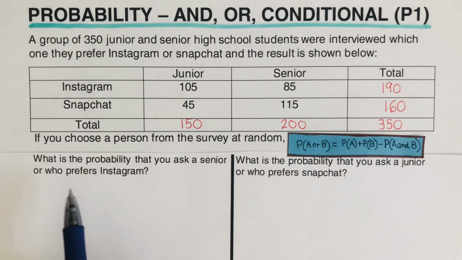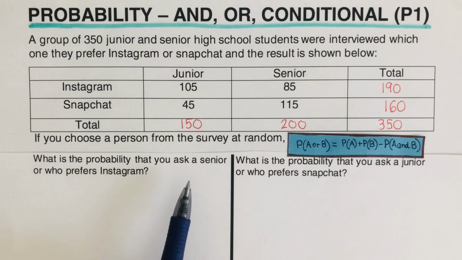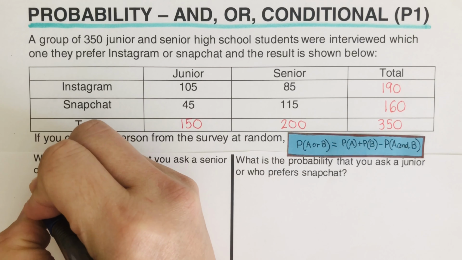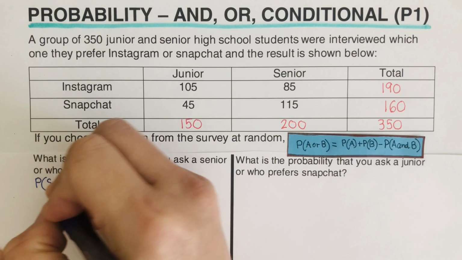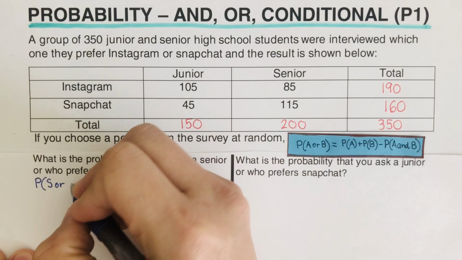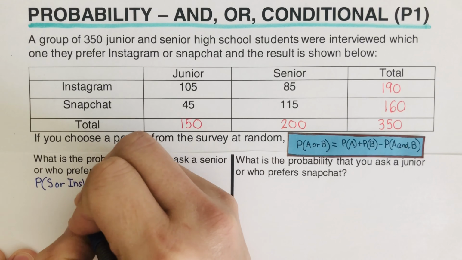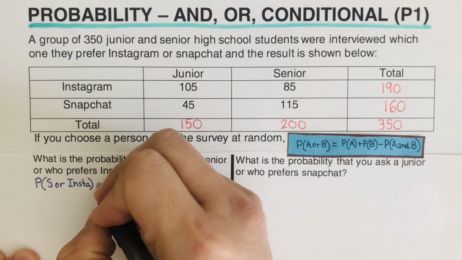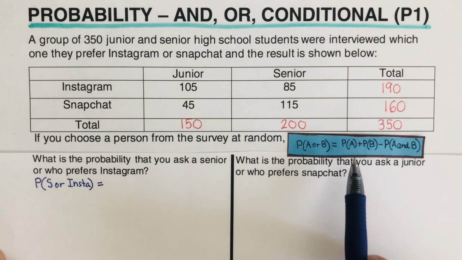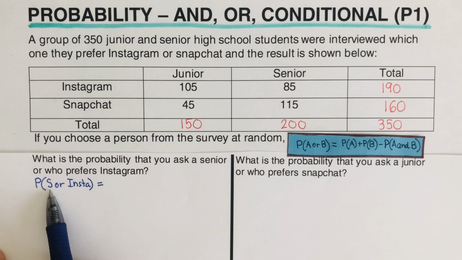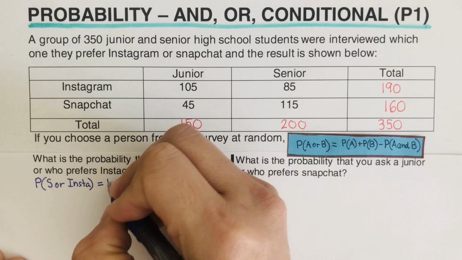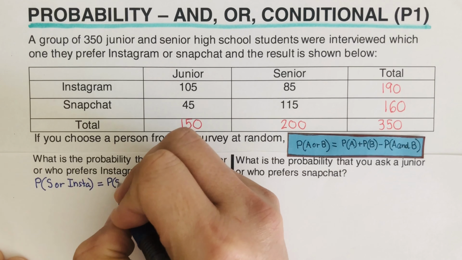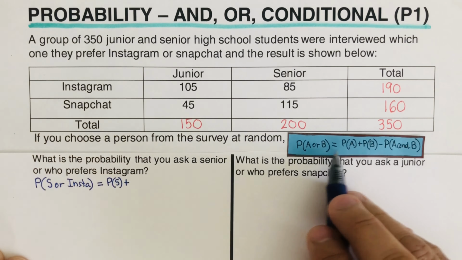So in this problem right here, we are asked what is the probability that you ask a senior or who prefers Instagram. To set this up, that would be the probability that you are able to ask a senior or prefers Instagram. I'm just going to write Insta. So what is that probability? First, let's say our senior is A and then the Insta is B. Then we can set this up as the probability of senior plus the probability of Insta.